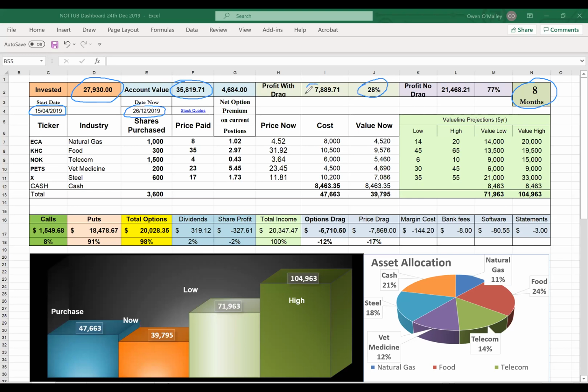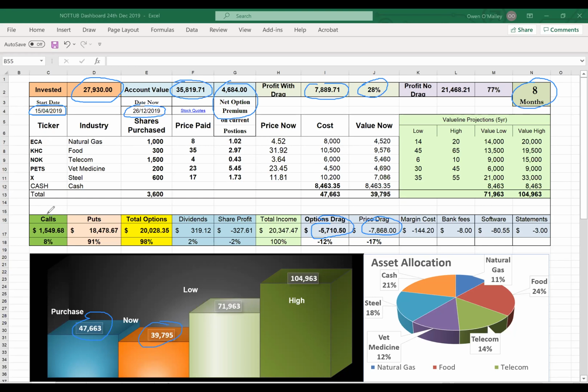And that's the profit considering the option drag and the price drag, which obviously changes every day. The price drag is the difference between what we paid for the shares, 47,000, and the value of the shares now, 39,000. That explains the price drag. Each position that the club holds here has had some premium, either put premium before the shares were put to them or call premium while the shares were held. So you can see here the total net option premium of all positions held is 4,684.